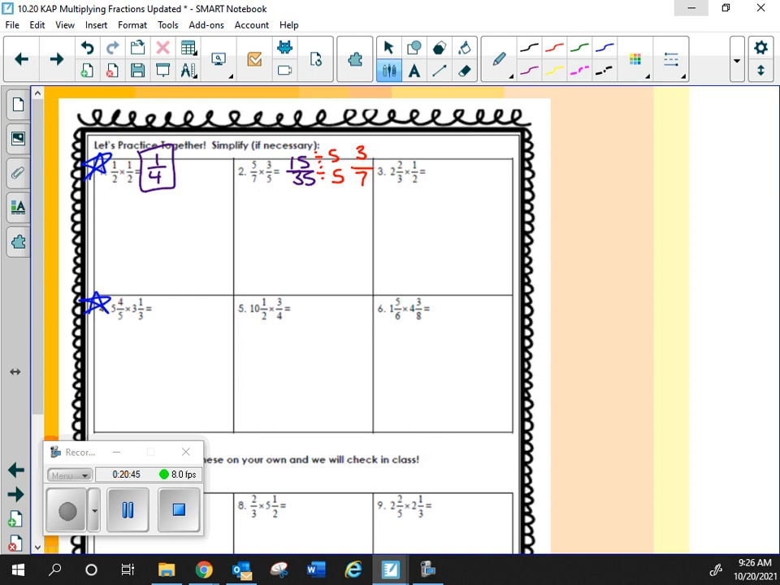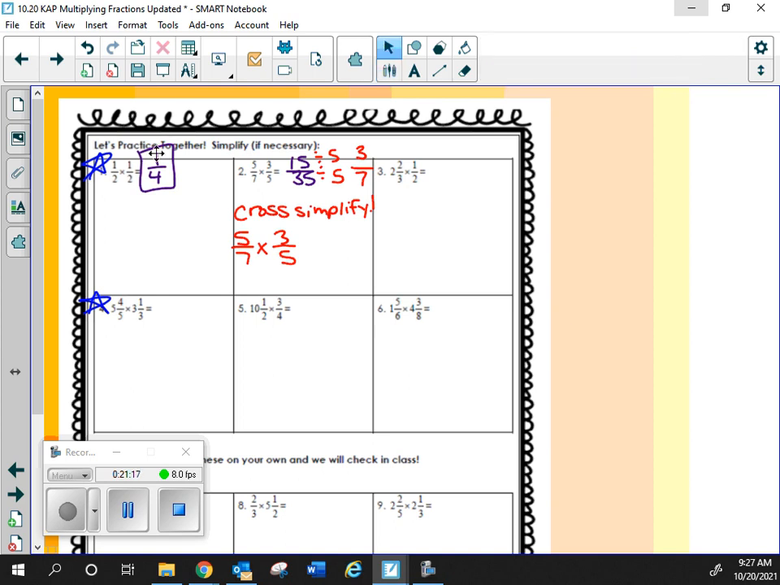Now, what I want you to write underneath that is we're going to write "cross simplify." You're going to write the words cross simplify, and I'm going to copy the problem. I'm going to copy 5 over 7 times 3 over 5. Okay? I'm going to teach you a shortcut in a way. I'm going to show you there's actually a way to simplify before I do the math. What cross simplifying is exactly what it sounds like. I'm going to simplify, and I'm going to look across. I'm going to look diagonally. I'm going to look at my diagonals, 3 and 7, and then 5 and 5.